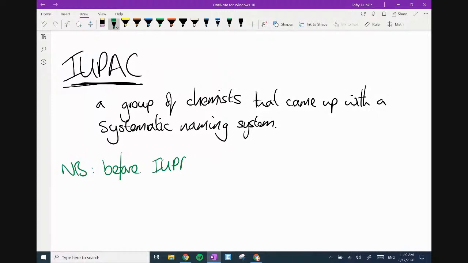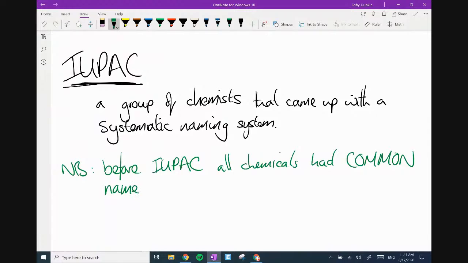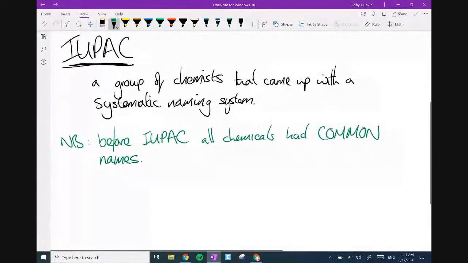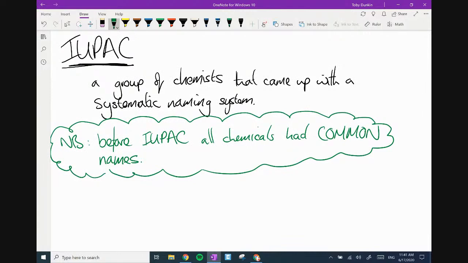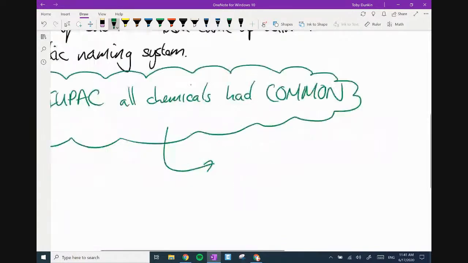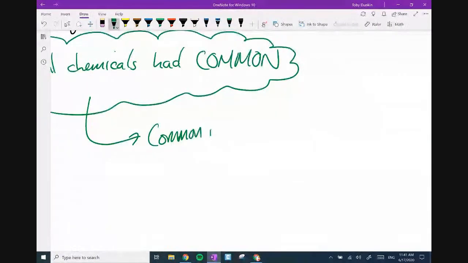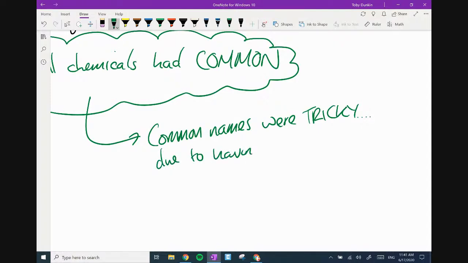Before IUPAC, all chemicals had common names like Steve. Okay, maybe not Steve. Had common names. It's just nice to mention that. So all these guys did was they sat down and they realized that common names weren't particularly useful. Common names are awkward. Common names were tricky. The reason being is, due to having to know people, know stuff.